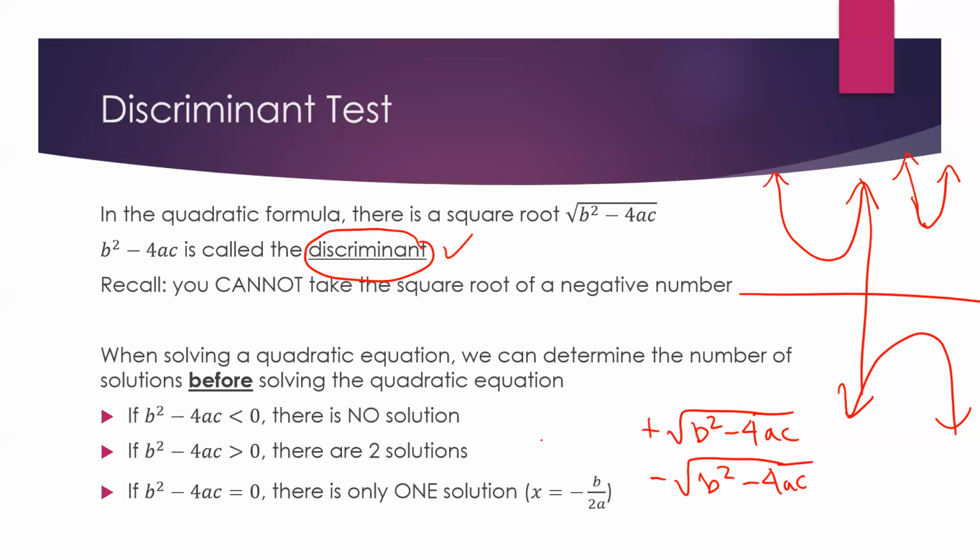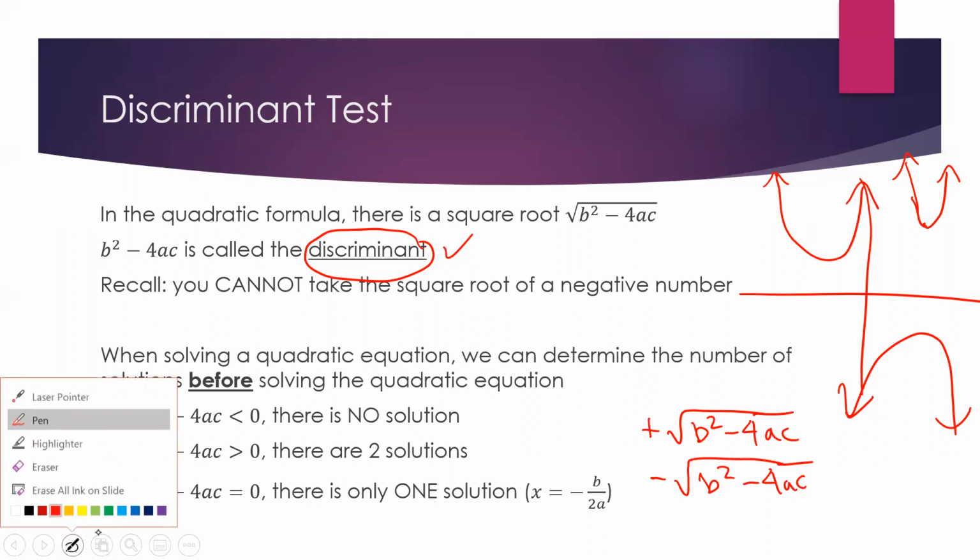What if it's equal to 0? If it's equal to 0, then there's only going to be one solution, right? And that solution, to be specific, is just going to be negative b over 2a. And if you're wondering why it's negative b over 2a, I'll show you right now.